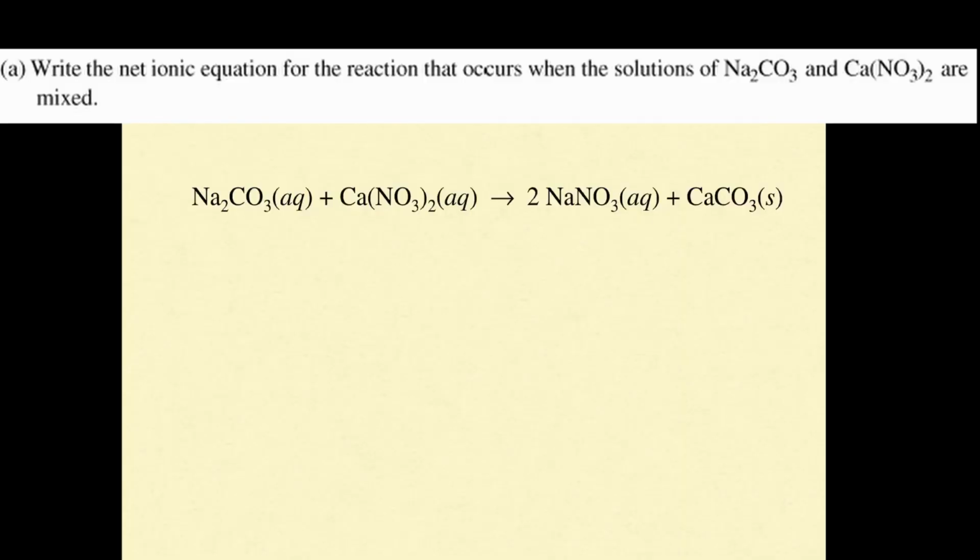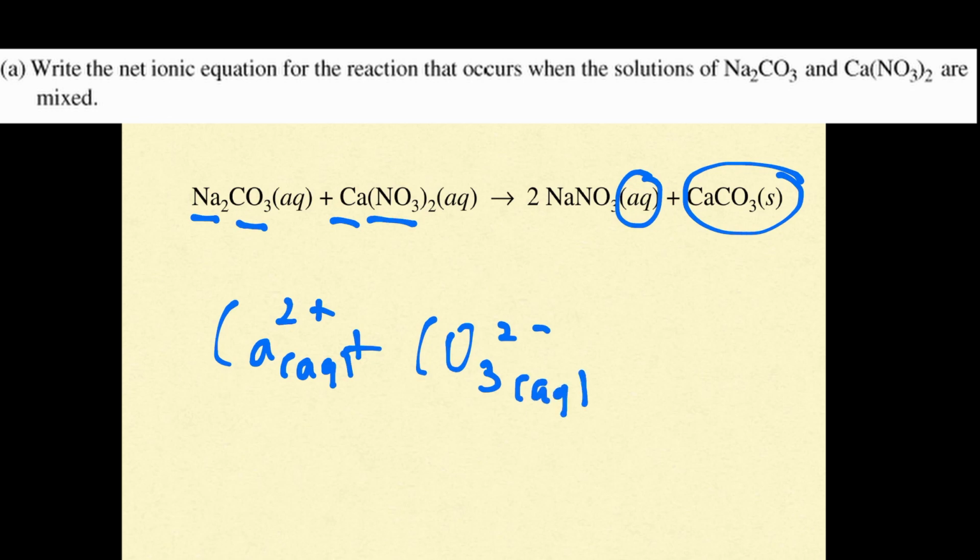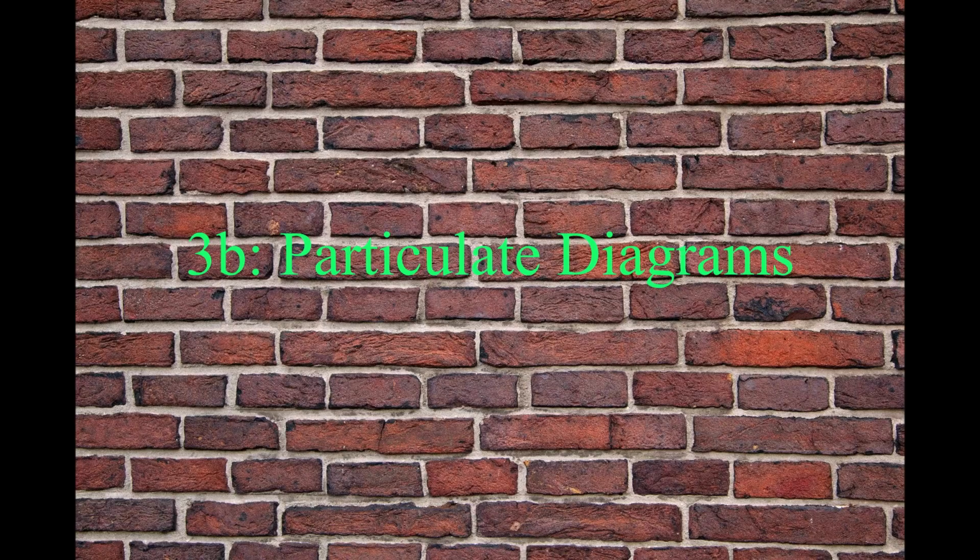This first question is simply asking us to write an ionic equation. When looking at the species, we see that both the sodium cation and the nitrate anion stay in solution, so those are our spectator ions, leaving only the calcium cation and the carbonate anions, so we balance with only those ions, making sure to put our charges on.